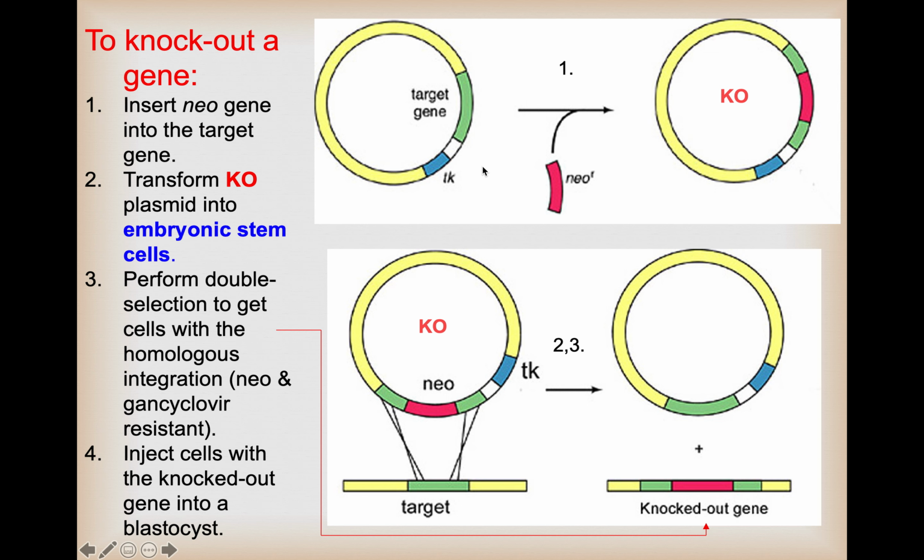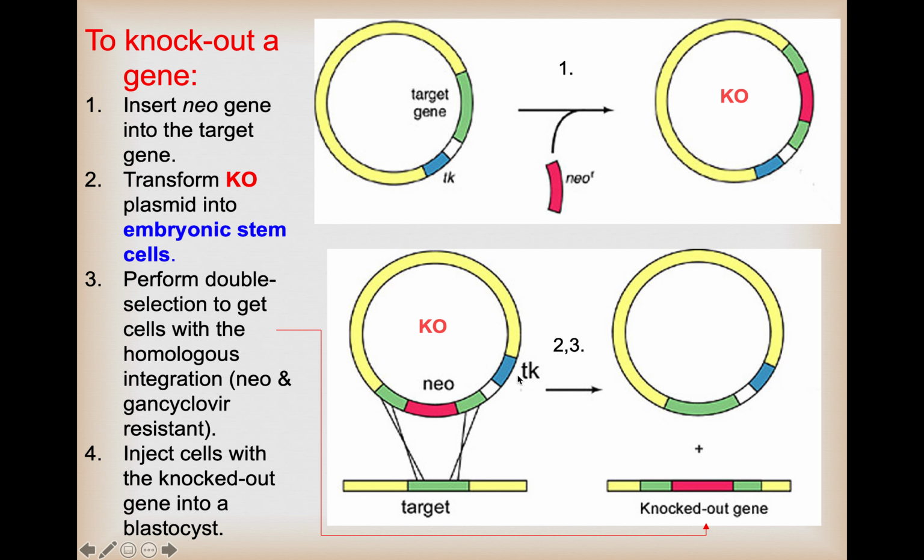So when you do your insertion, can you see that the neo gene is inserted in between the target gene? And hence, remember back in transgenic plant, there are lots of ways for you to do this. So you transform the KO or knockout plasmid into embryonic stem cells, and you can perform double selection. If everything goes well, your knockout gene should be resistant to both neomycin and ganciclovir.